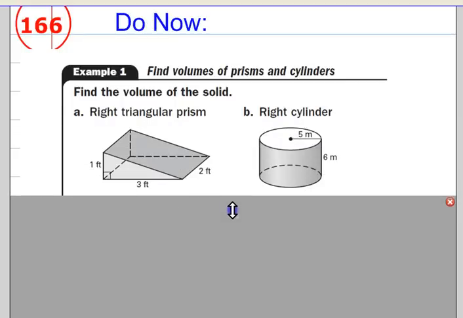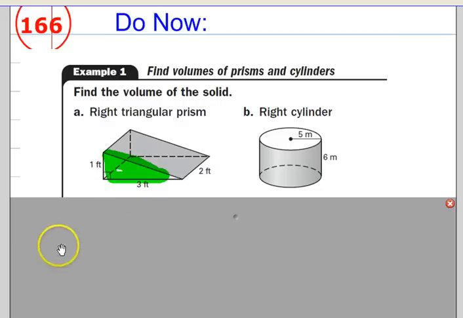So here we have on the left a right triangular prism, and let's try and find the volume of that. Well, we know that the shape is a triangular prism, which means the base is a triangle. So we have to find the area of the triangle first and then multiply it times the height. And in this case, the height, i.e. the distance between the two bases, is 2 feet.